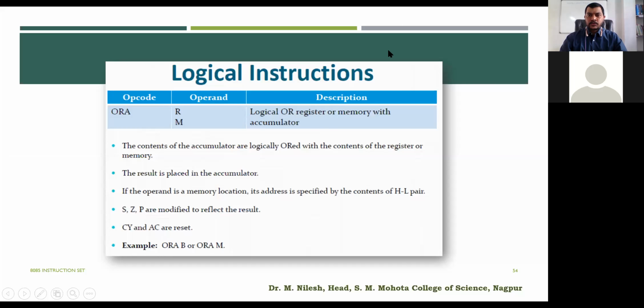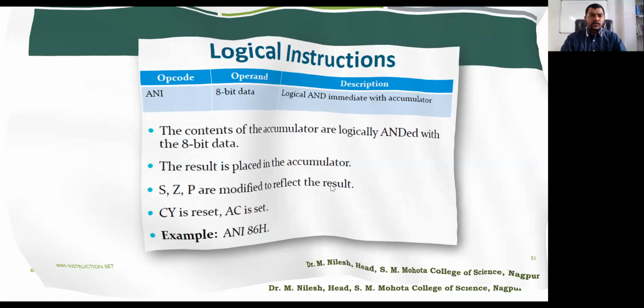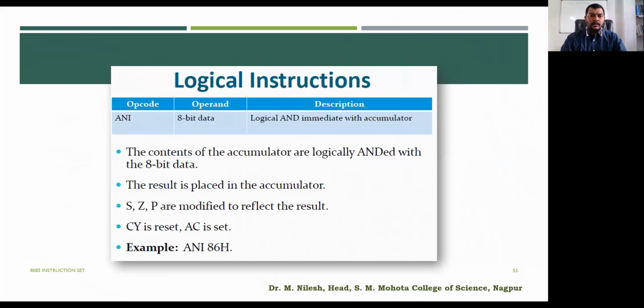I will just share my screen. Yeah, I hope it is visible to you. Am I visible? Can anybody tell me that? Yes. Just 2 or 3 minutes are left, so we'll just complete all the instructions. Thank you.